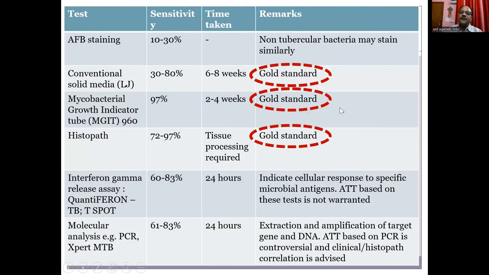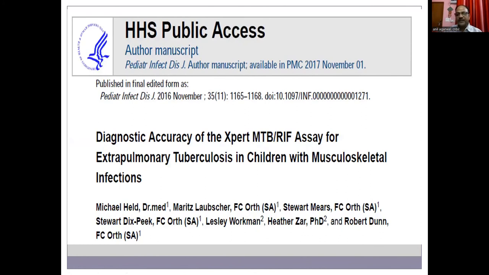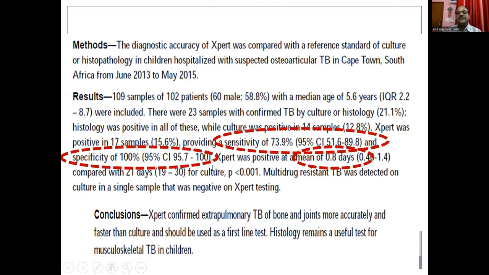What tests are available to us? We have the LJ culture, we have MGIT, we have histopathology, and as you can appreciate, the sensitivity for them is limited, and not every test is the gold standard. And recently, molecular analysis in the form of GeneXpert is coming in a big way, because it is reported to have high specificity and high sensitivity. So if you have facilities available, please do send your sample for this.